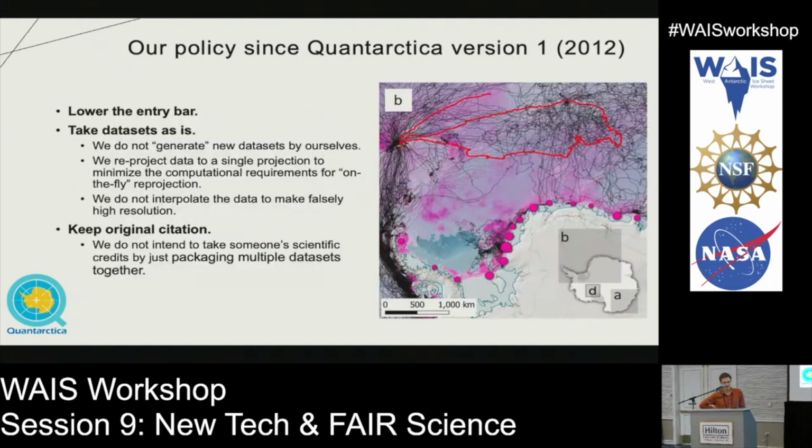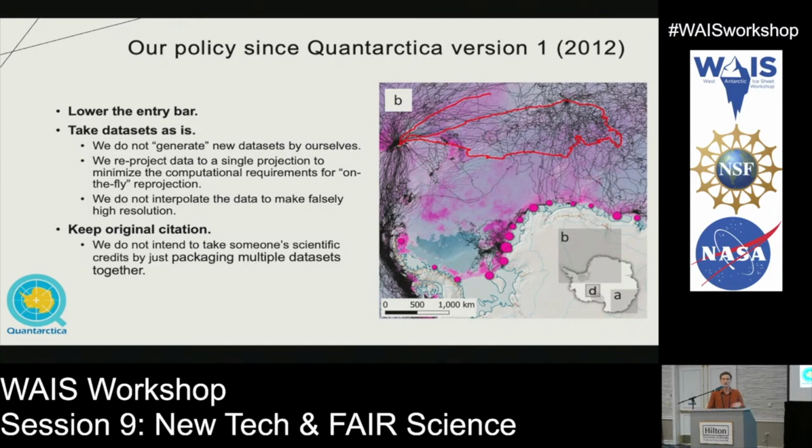So one of the key tenets they want, or we want, is to lower the entry bar in terms of accessing all of these data products. And in terms of taking the data and ingesting them into this QGIS project, we don't want to regenerate new data products. We want to keep them as pure as they were in the original DOI, if that makes sense. I don't want to reinterpolate or do anything to maybe lead to false interpretations.